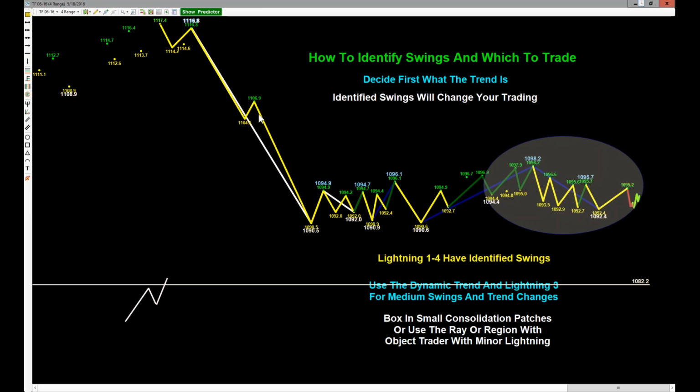So where is the identified swing that I'm looking at right here? Well, you had a high, you had a low. When did this become identified? When it took this out.